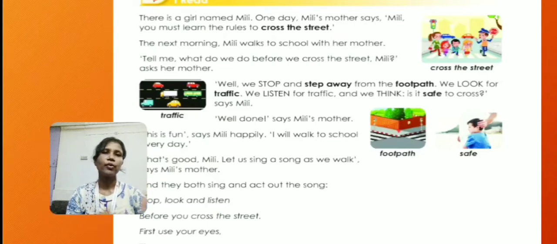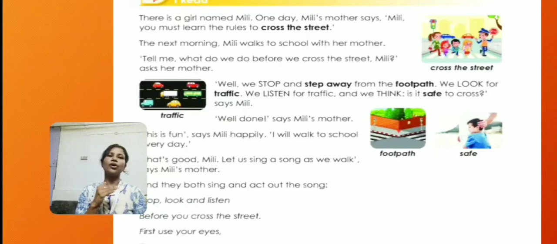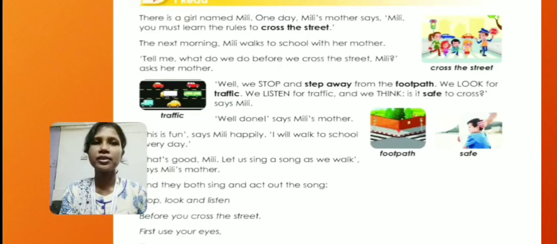That means before crossing the road, we should first see and confirm whether there is traffic, whether there are cars and vehicles coming towards the road or not. So when everything is clear, then we can cross the road safely.